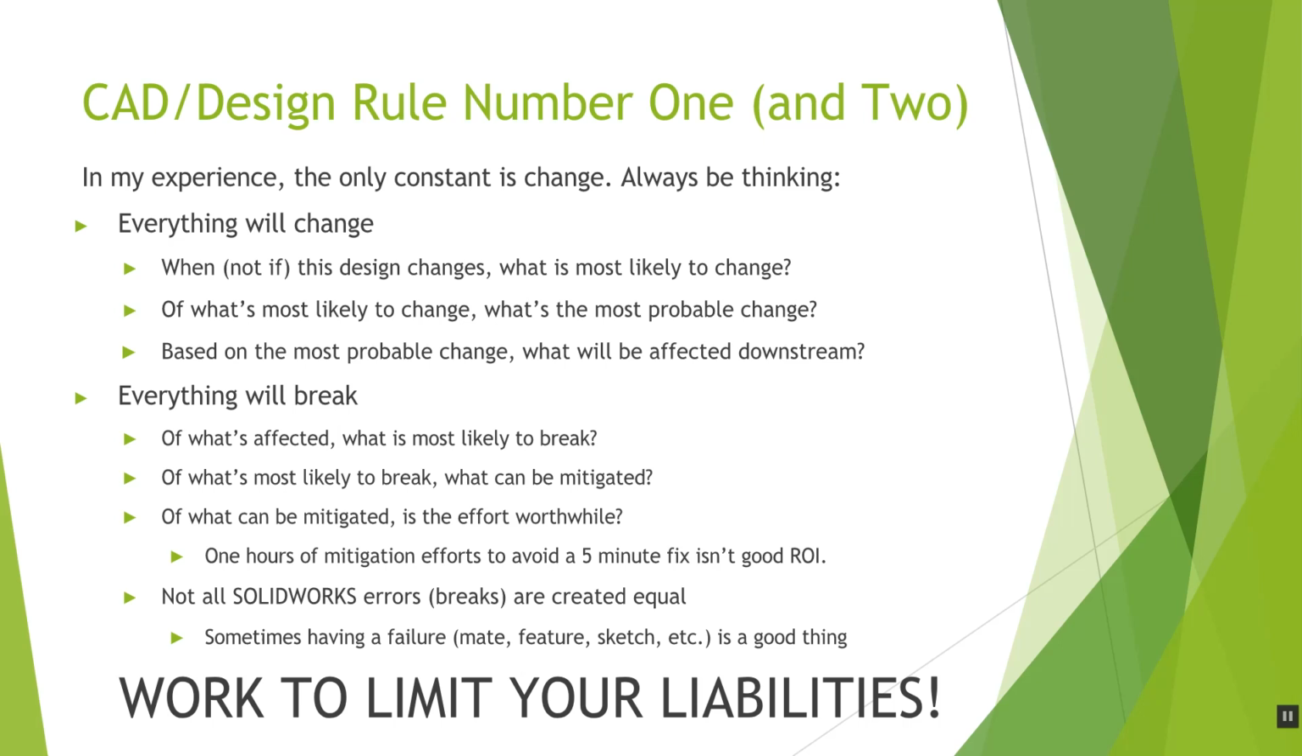Sometimes I'll set up the models to intentionally break. So for example, you could mate things in such a way that it would never ever break, but then your model will not update properly. So sometimes I want the red error, I want my mate failure, I want my feature failure, because if I didn't have that failure, something worse would happen. Right? Sometimes a failure is a good thing, and we'll look at that.